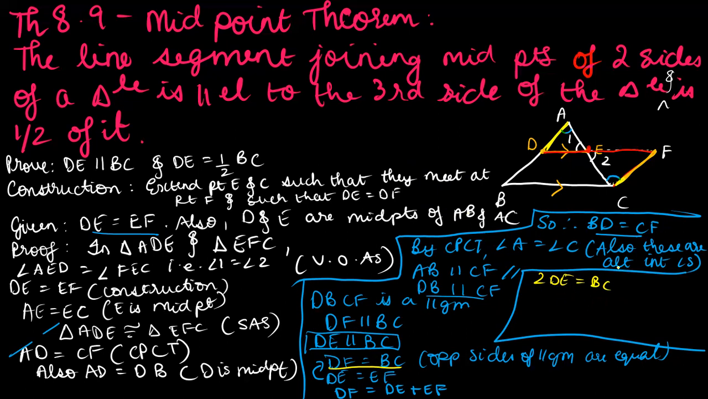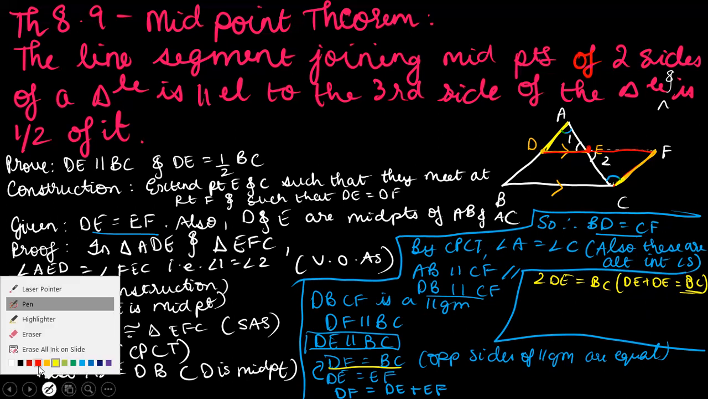can I say that instead of DE plus DE is equal to BC, I can say that 2DE is equal to BC. How did BC come here? Since DF is equal to BC, instead of DF, I'm writing BC. Are you understanding me? See, I'll write it in better ways.